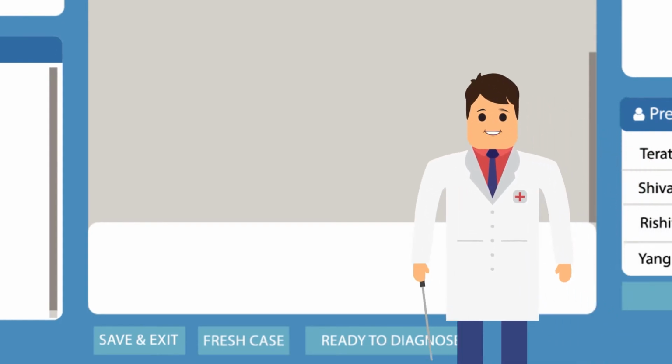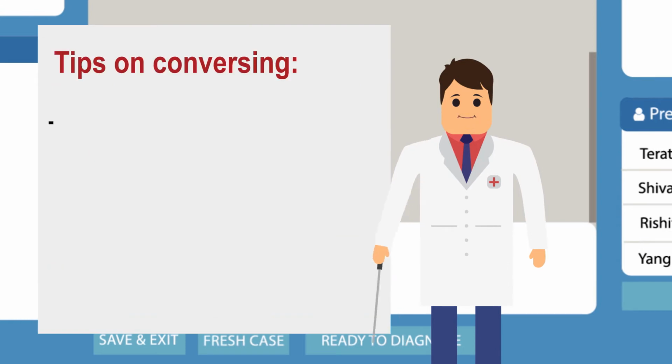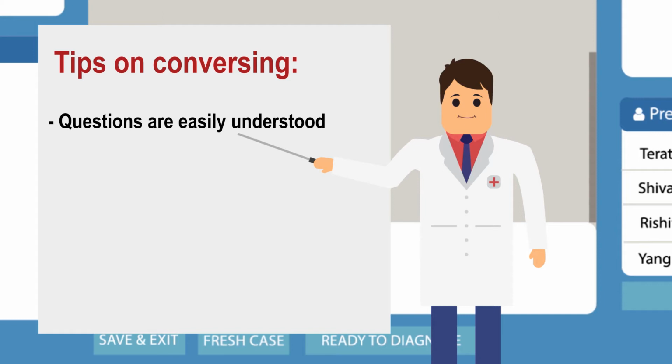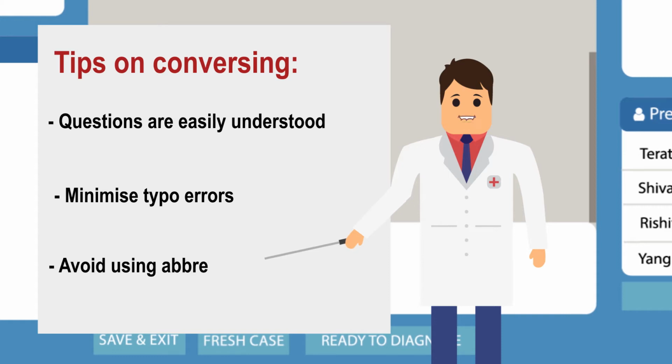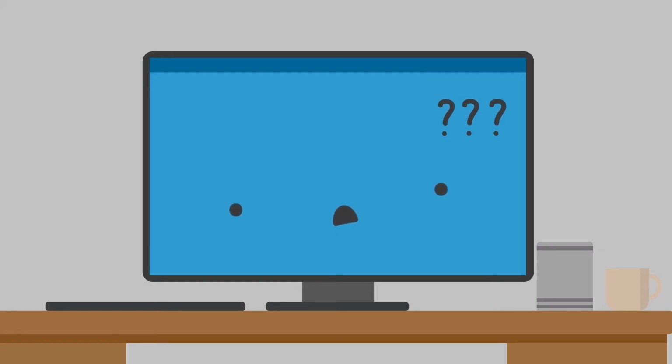Here are a few tips when asking the patient. 1. Make sure your questions are easily understood. 2. Try to minimize your typo errors. 3. Avoid using abbreviations or short forms like how you normally would with a friend, as the system might have trouble understanding what you are trying to convey.